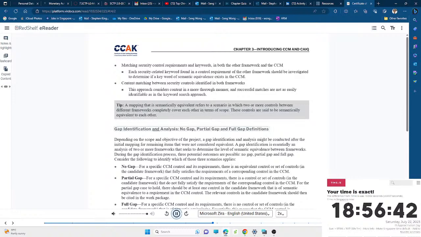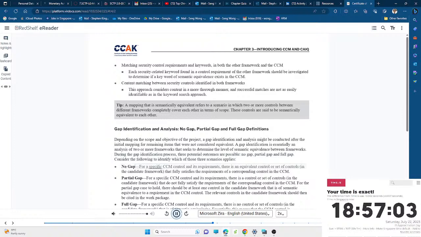Gap identification and analysis, no gap, partial gap, and full gap definitions depending on the scope and objective of the project. A gap identification and analysis might be conducted after the initial mapping for remaining items that were not considered equivalent. A gap identification is essentially an analysis of two or more frameworks that seeks to determine the level of semantic equivalence between frameworks. During the gap identification process, three potential outcomes are possible: no gap, partial gap, and full gap. Consider the following to identify which of those three scenarios applies.